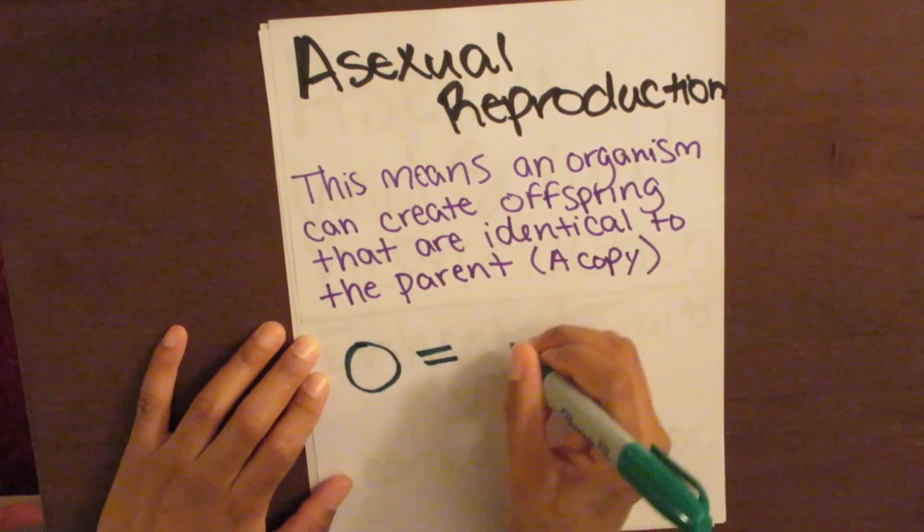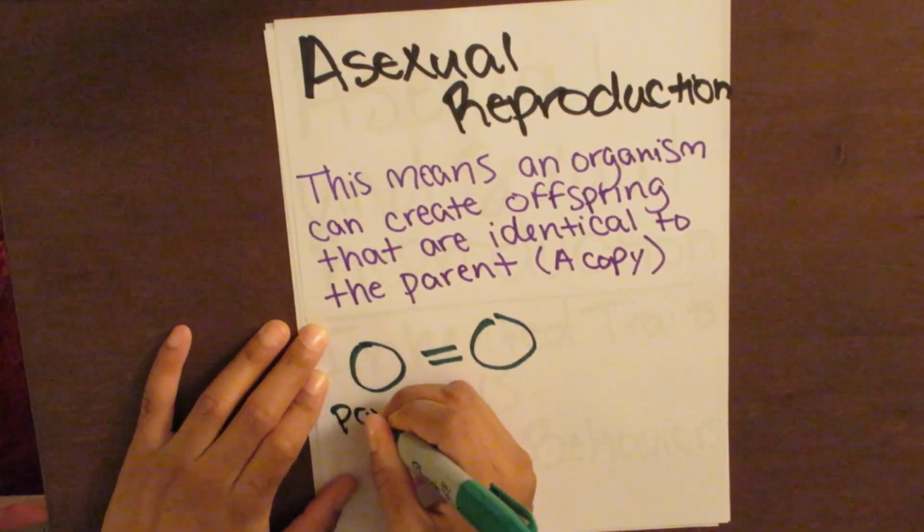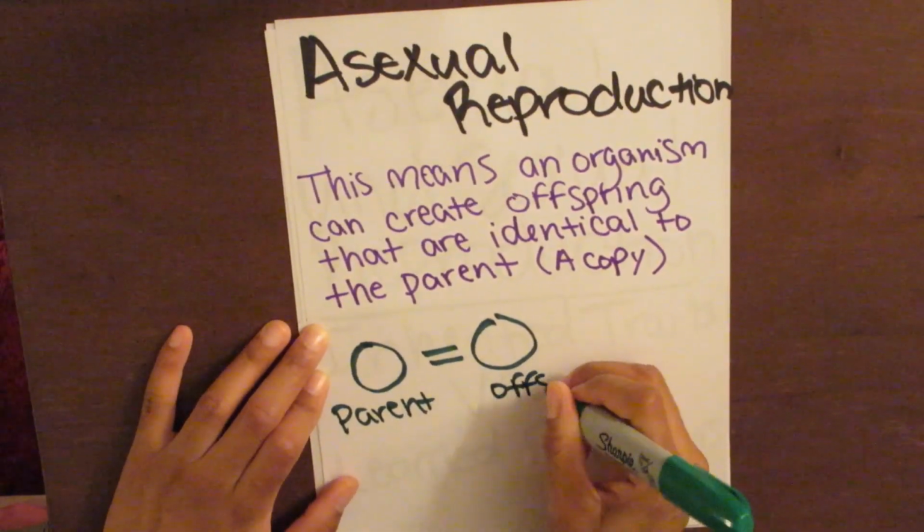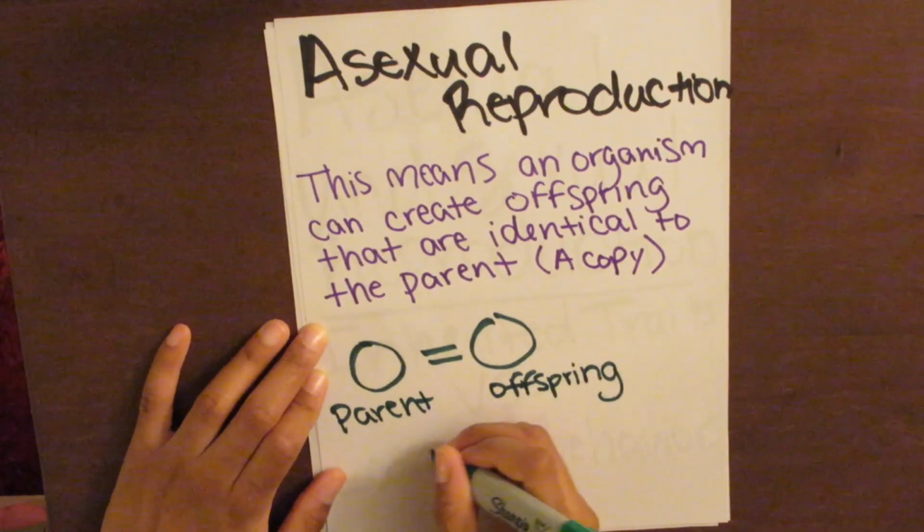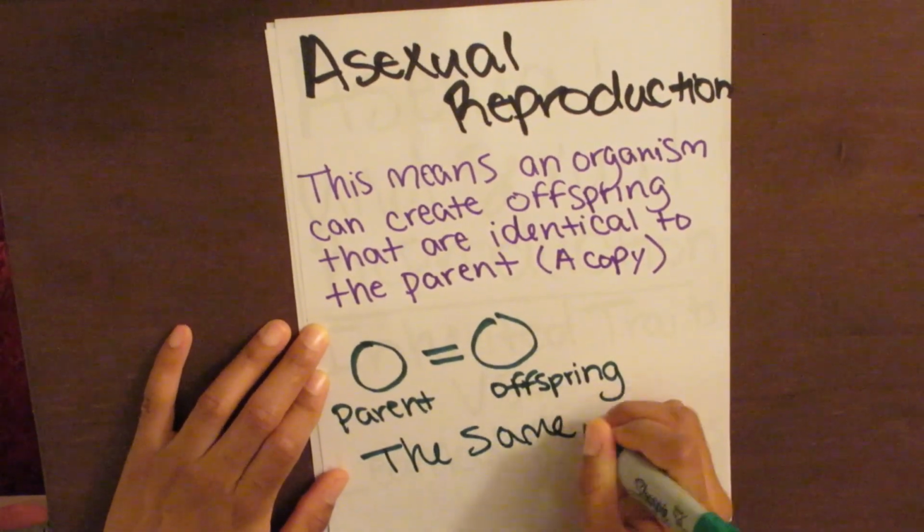So here I'm just showing you a visual example. You have your parent and then you have your offspring. They're going to have the same DNA. Everything's going to be exactly the same for both of those.